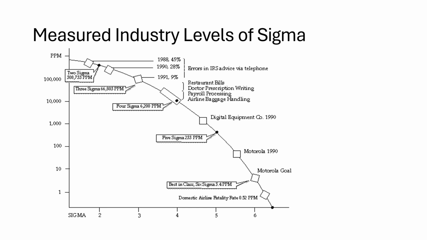As we move down, Digital Equipment Company in 1990 had only 233 defects per million opportunities. Motorola in 1990, and Motorola's goal is to be best in class with only 3.4 defects per million opportunities. And honestly, when you're at the 6 sigma level, look at the domestic airline fatality rate, only 0.52 defects per million opportunities.